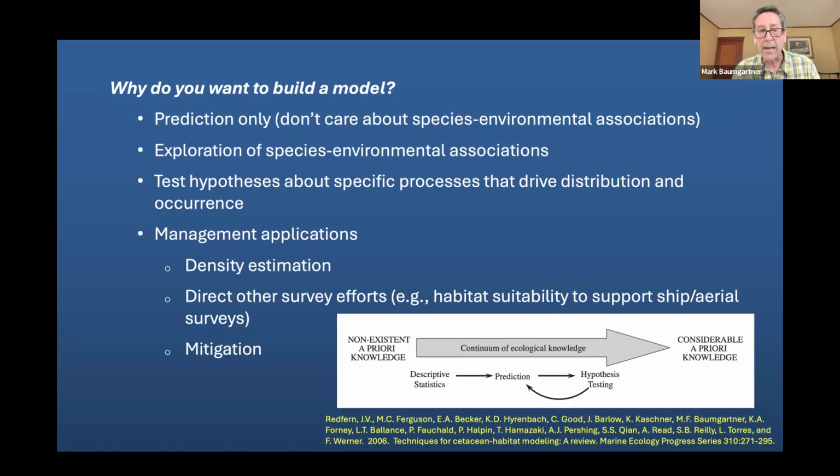Maybe you want to come up with a habitat model that helps direct assets, aerial surveys, shipboard surveys, to some new area where you think your species of interest might be, and that the aerial or shipboard survey will have a good chance of bumping into that species. And then finally, many of us are working on mitigation applications where you're trying to mitigate the impacts of industrial activities in the ocean. So it's really important that you understand why you want to build a model, because that's going to start to dictate choices that you'll make as you go along.